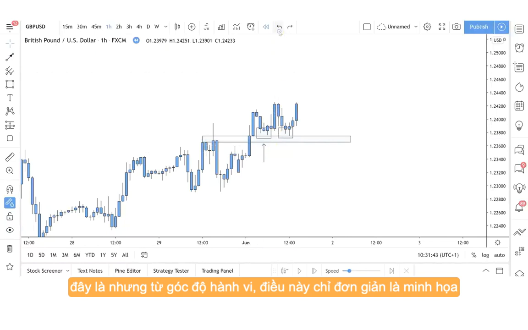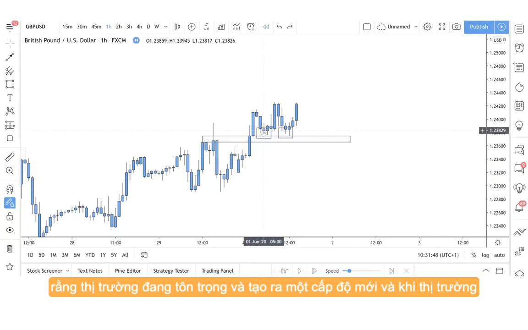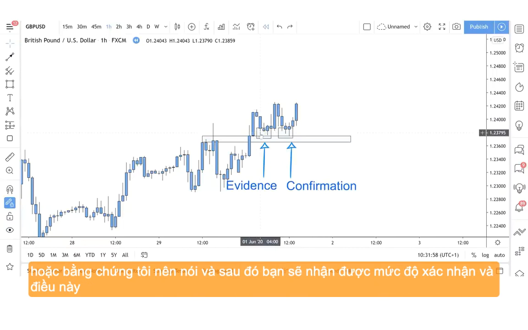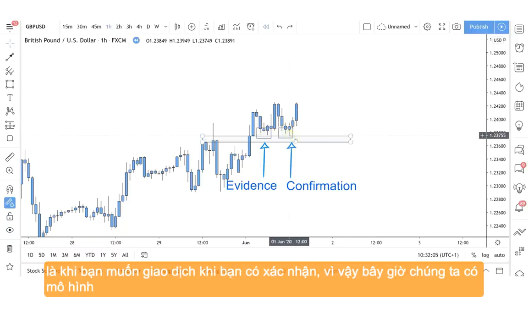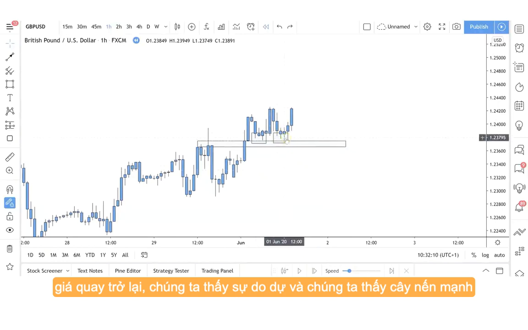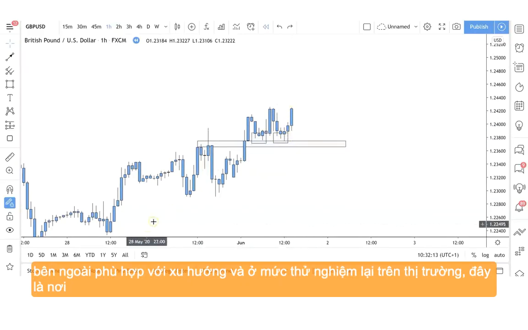But from a behavioral perspective, this is simply illustrating that the market is respecting and creating a new level, and when the market comes back, that level is being respected. So you're creating a level of confirmation, or evidence, should I say. And this is when you want to trade, when you have confirmation. So now we have the pattern, price comes back, we see the indecision, and we see the strong candle to the upside in line with the trend and at a retest level in the market. This is where you want to take the trade.